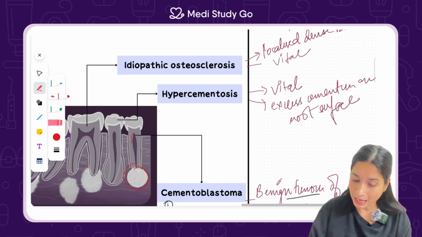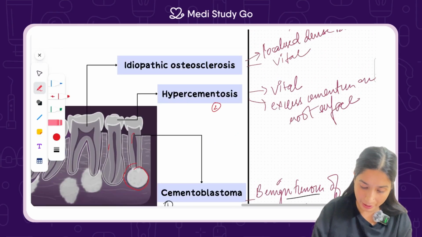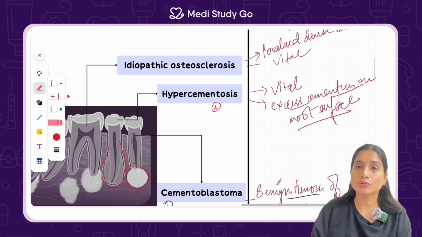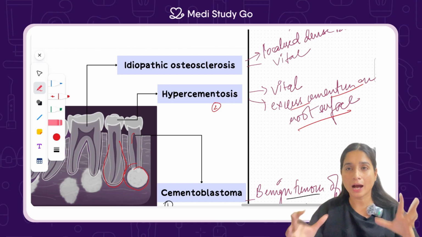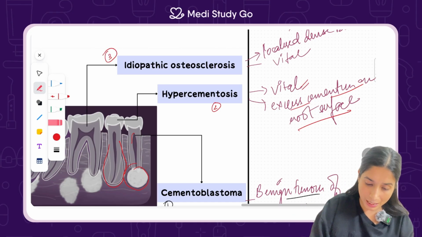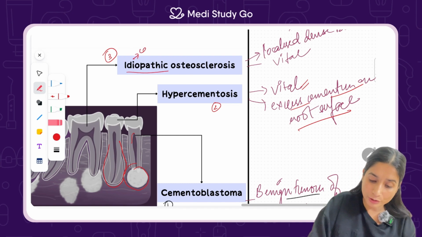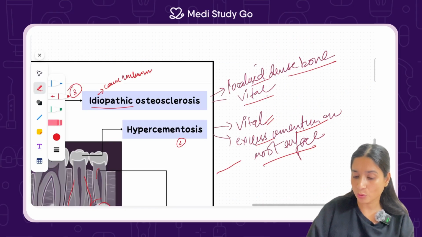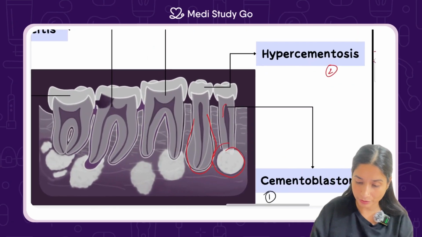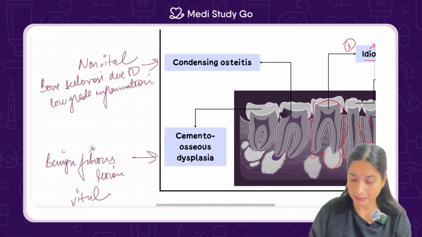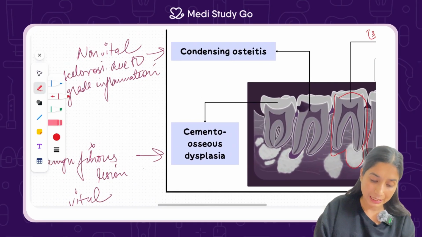The second is hypercementosis. As we can see over here, this is a excessive cementum on the root surface causing the root looking bulbous, enlarged and lobulous, and the feature of this, the tooth is vital. The third is idiopathic osteosclerosis. So idiopathic means the cause is unknown. So osteosclerosis, basically localized dense bone and the tooth is vital. So you can appreciate over here, this is a idiopathic osteosclerosis. Then we have condensing osteitis and Cemento-Osseous Dysplasia.